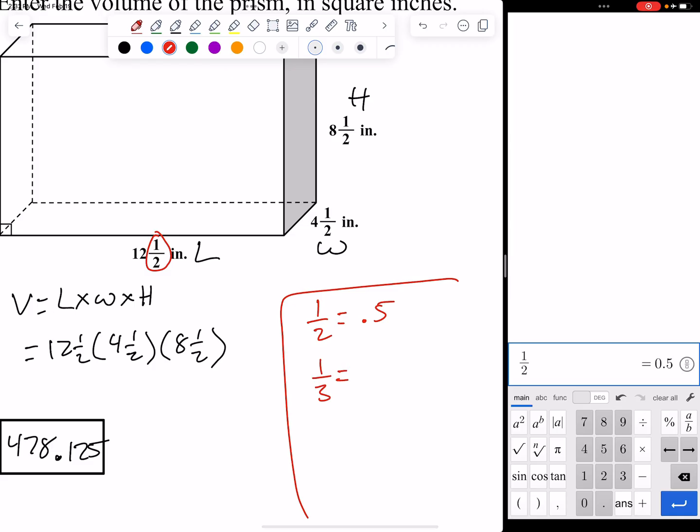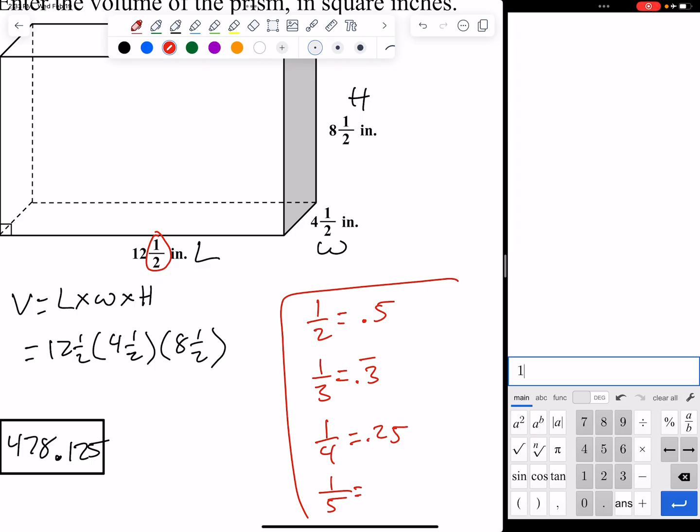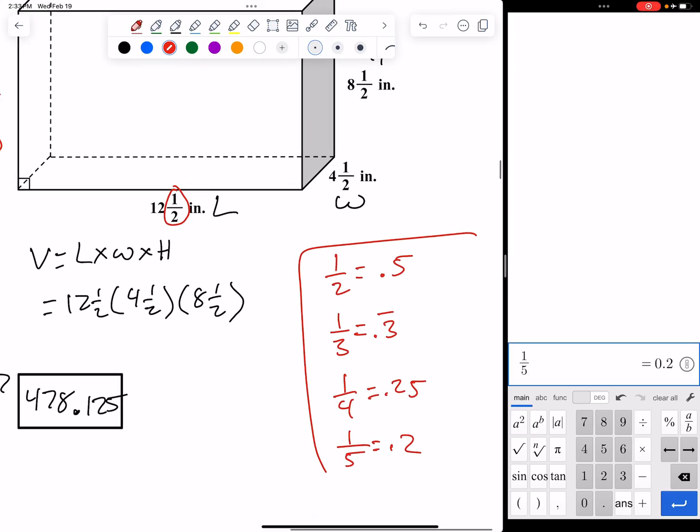1 divided by 3, so let's clear that. 1 divided by 3 is 0.33333333. That's why we put a little line on top. 1 divided by 4 is 0.25. And the last one we really need is 1 divided by 5, which is 0.2. The reason I say that is because those are the most common ones, okay?